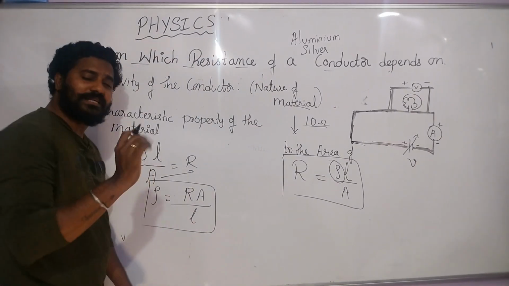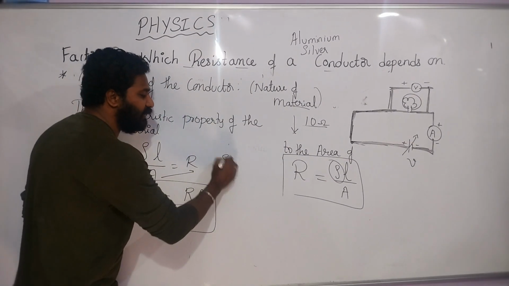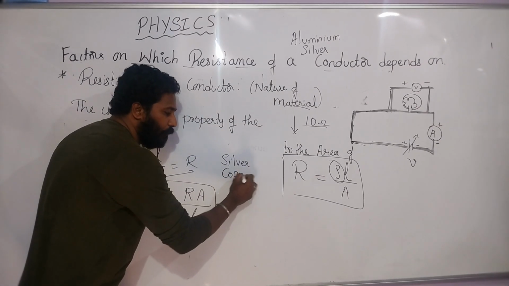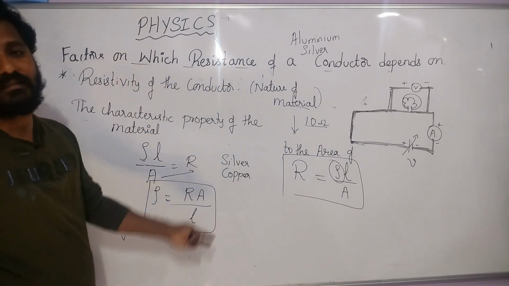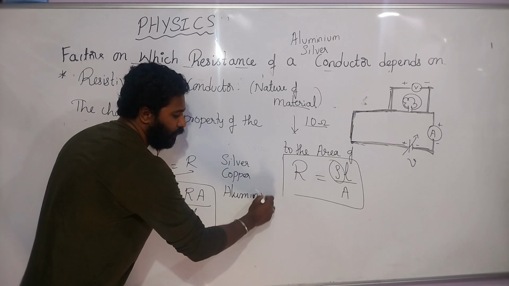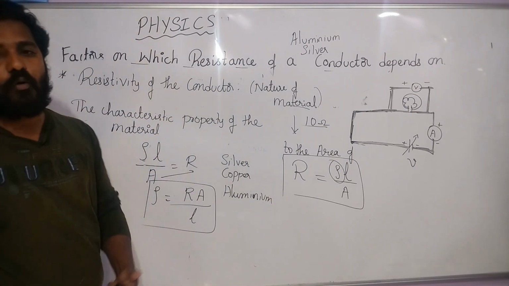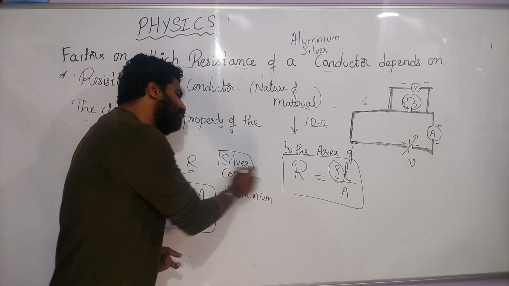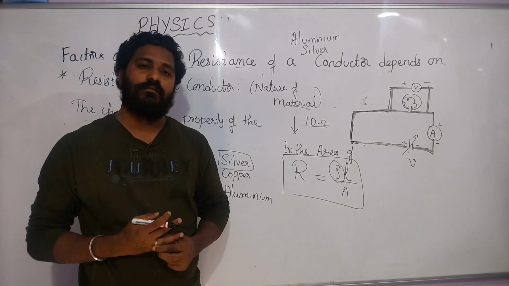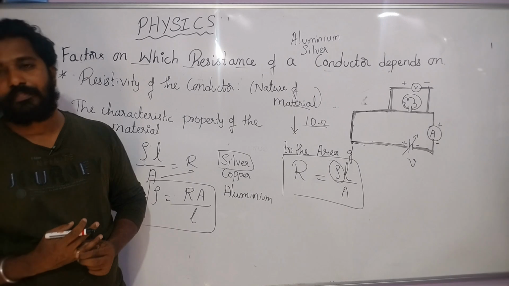Okay, so which is the best conductor in all means? We can say that silver is the best conductor. So then which one comes? Copper. Copper is the best conductor, then silver. Next we have aluminium. Okay, so how? Because that is the characteristic of silver. Okay, but still why are we not using silver?